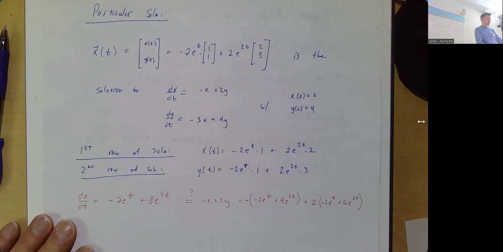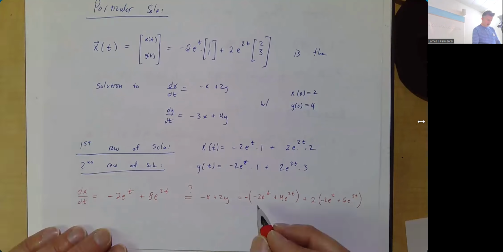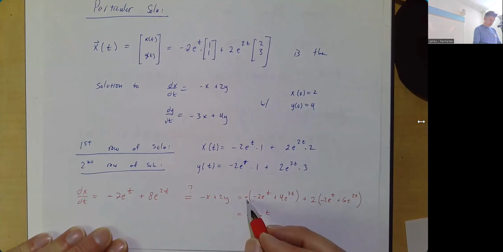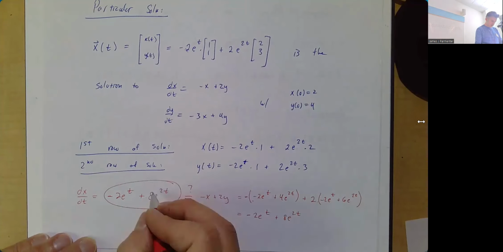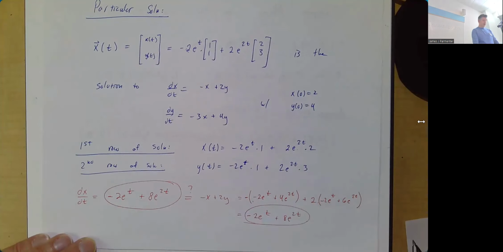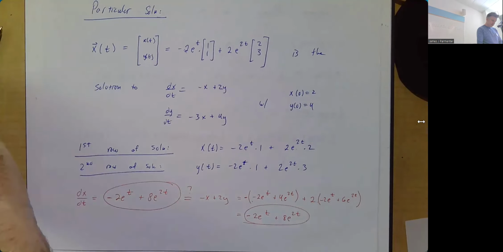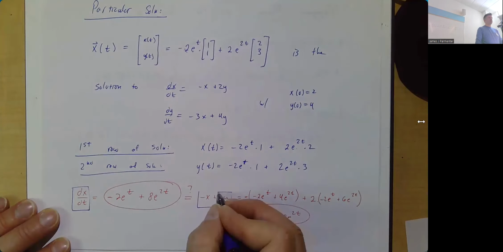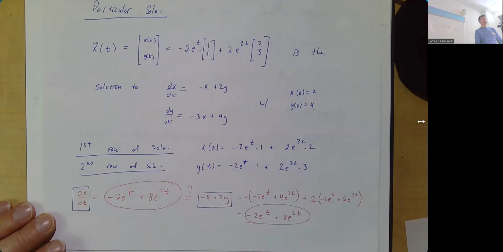All right, let's multiply it out and see what we get. I get 2 e to the t minus 4 e to the t, so I get a -2 e to the t, and I get a -4 e to the 2t plus 12 e to the 2t, which is 8 e to the 2t. And oh yeah, those are exactly the same. So it really is true that dx/dt is equal to -x plus 2y. And I don't want to check it because it's annoying, but I probably will anyway.